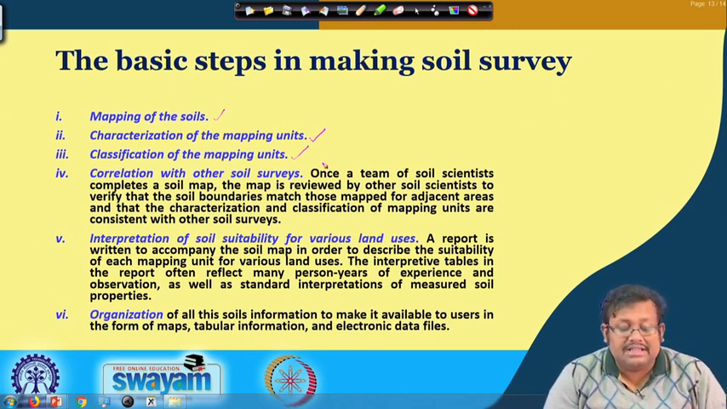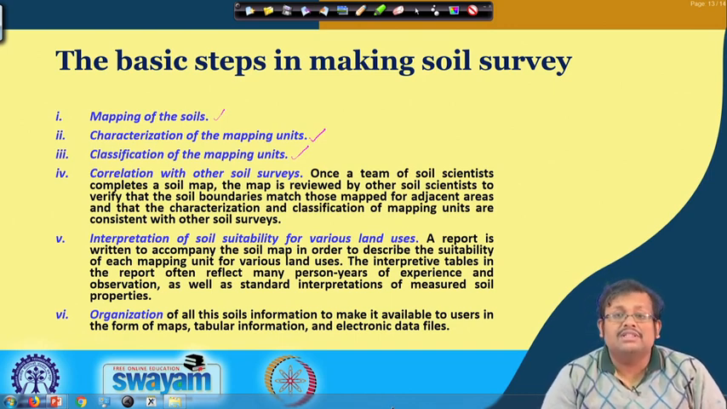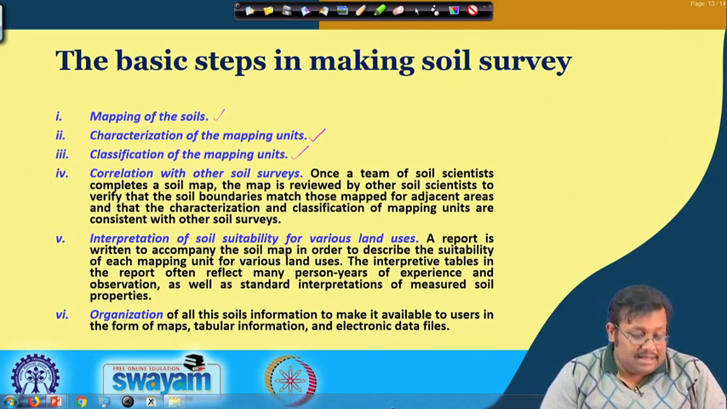Basically, once a team of soil scientists has completed a soil map, the map is reviewed by other soil scientists to verify that the soil boundaries match those mapped in adjacent areas, and that the characterization and classification of mapping units are consistent with the other soil surveys. So, it is a kind of validation practice in the soil survey.